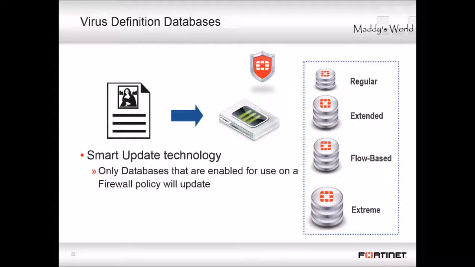Another type of AV scanning is flow-based inspection, which is handled by the IPS engine. The larger the database used, the more of an impact on memory and the longer the scan can take. FortiGate applies smart update technology. Whenever it receives an update, only the databases that are actually being used will be updated.